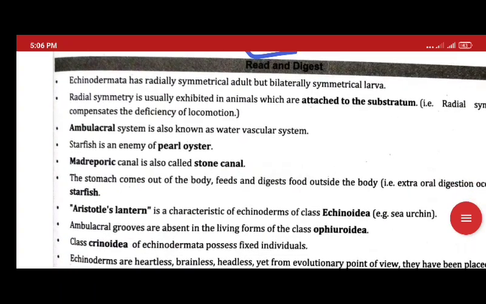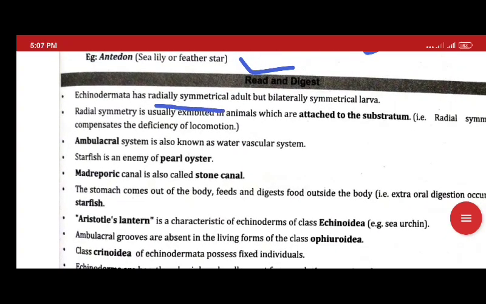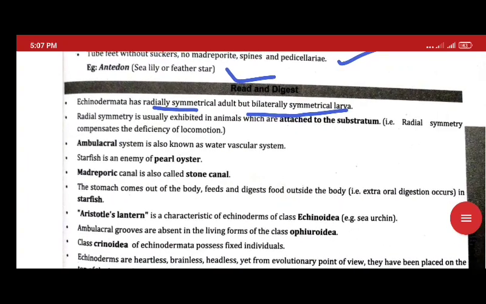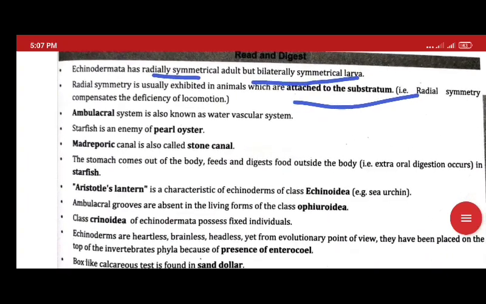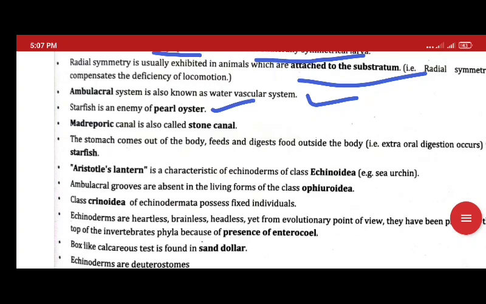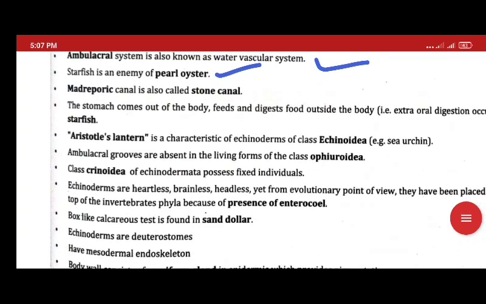Now some points to read and digest. It is radially symmetrical in the adult, but at the larval stage it was bilaterally symmetrical, and later in the adult it becomes radially symmetrical, attached to the substratum. The ambulacral system is the water vascular system. Starfish is the enemy of the pearl oyster. The pearl oyster bears pearls, and it comes from the molluscan family.